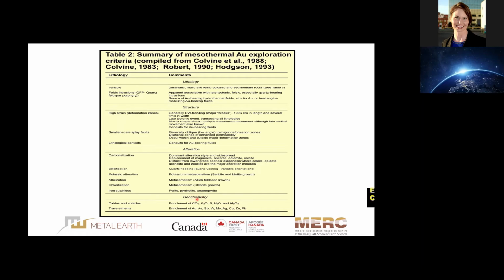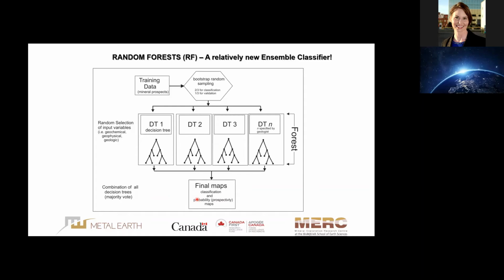So the models we're producing, we use what's called a random forest, which is a relatively new ensemble classifier. We start by creating a series of trees, which together create a forest, and that's why we name it random forest. So the number of trees is specified by the geologist. We can have as many trees as we like, but I'll show you a way of how we decide how many trees we should have. We have a set of training data.